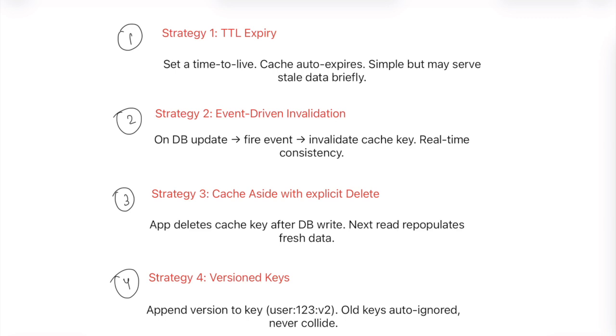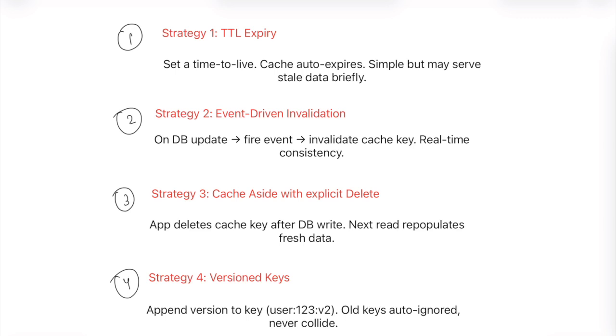Strategy 3, we can term it as cache-aside with explicit delete. This one is very commonly used. When your app writes to the database, it also deletes the corresponding key from the cache. The next read is a miss, fetches fresh data, and repopulates the cache again. This is simple, clean, and effective.